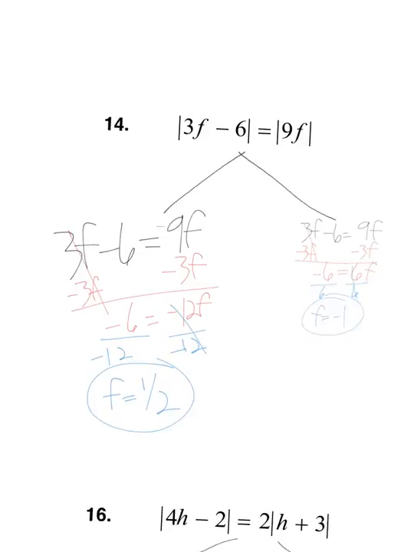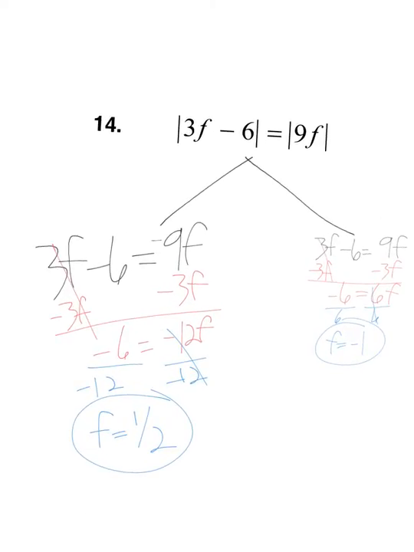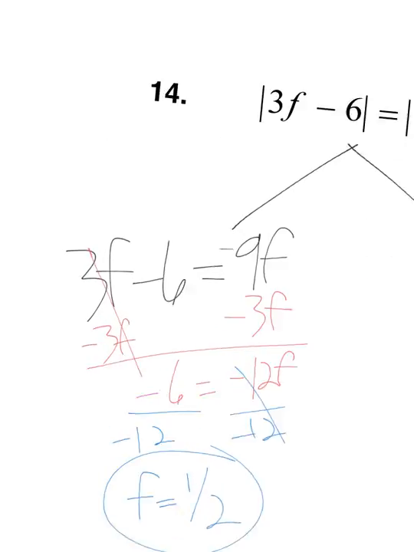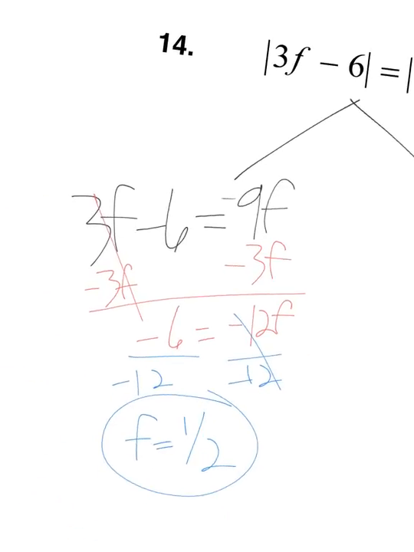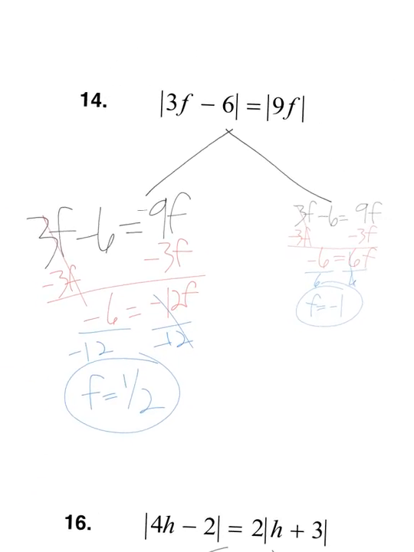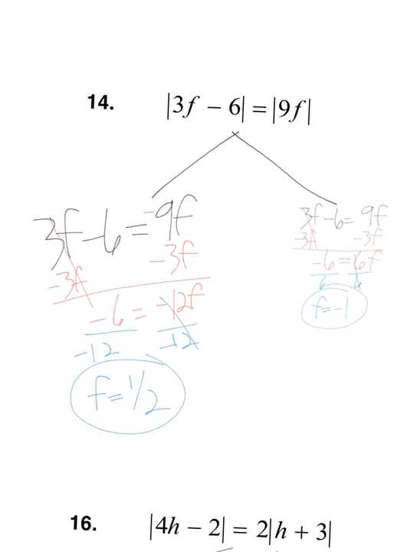Looking at number 14, 3f minus 6 equals 9f, and then I did the other one equaling negative 9f. So I minus 3f from each side on each problem, and I got negative 12f equals negative 6 on the left, so I divided by negative 12, and I got positive 1 over 2. On the other one, when I minus 3f, I got positive 6f equals negative 6, so dividing by 6, you get negative 1.